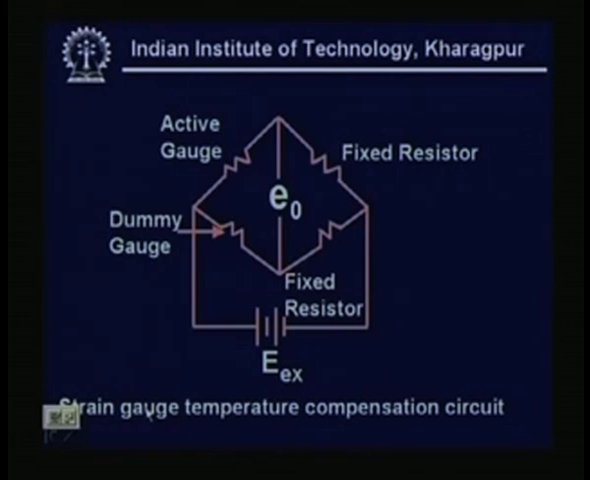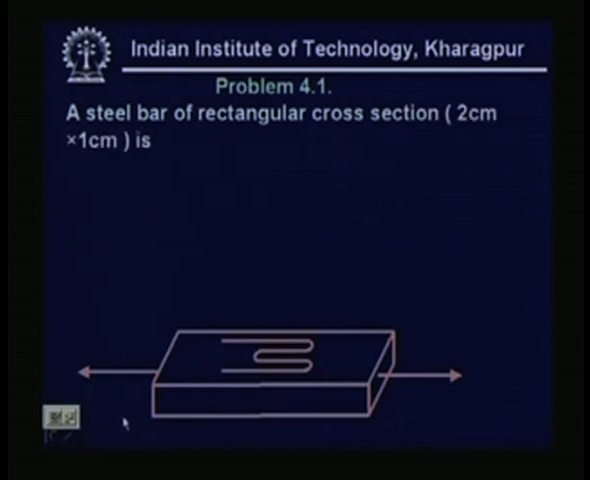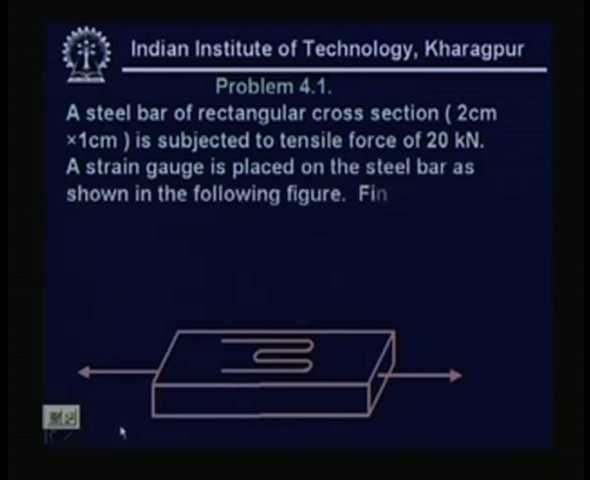Now, let us go to the problem 4.1. A steel bar of rectangular cross section 2 centimeter into 1 centimeter is subjected to tensile force of 20 kilonewton. A strain gauge is placed on the steel bar as shown in the following figure.